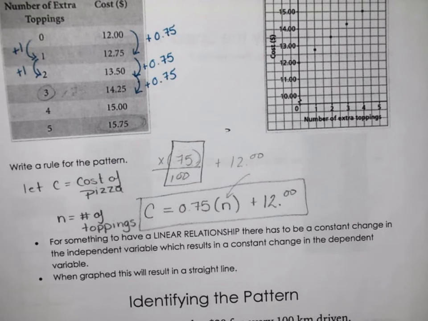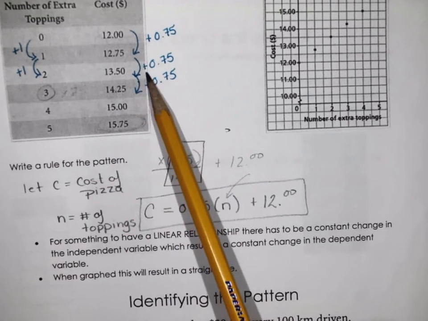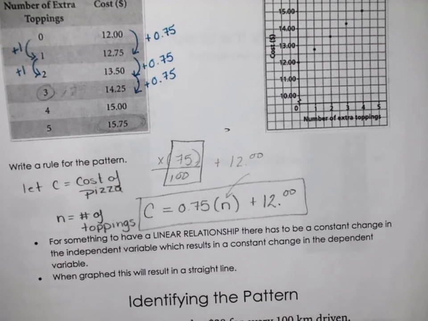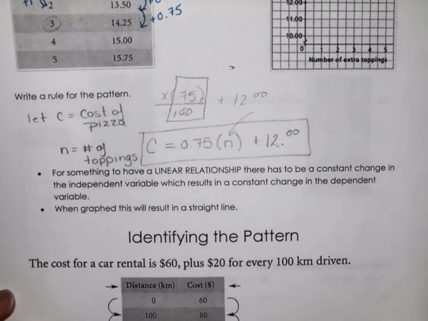Okay, so if that pattern is consistent all the way through your chart, that's the constant change, and that will give us straight line data. Everybody get that copied down? Are we good to go on to the next one? All right.